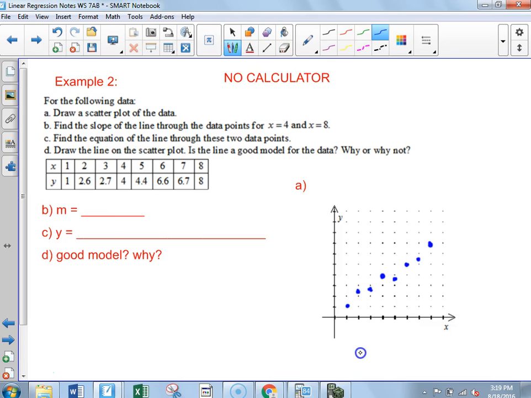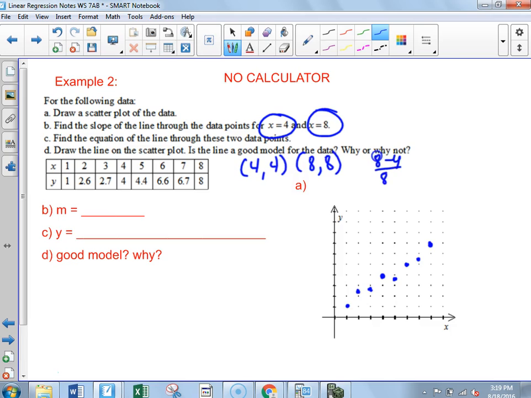It doesn't even give us any information about what these data points are. It's not an application, so I'm not going to make a big deal about labeling it. All we had to do is plot them. Part B says find the slope, and it says specifically to use which 2 points. What are the ordered pairs at 4 and 8? 4, 4, and 8, 8. Okay, anybody find the slope really fast?